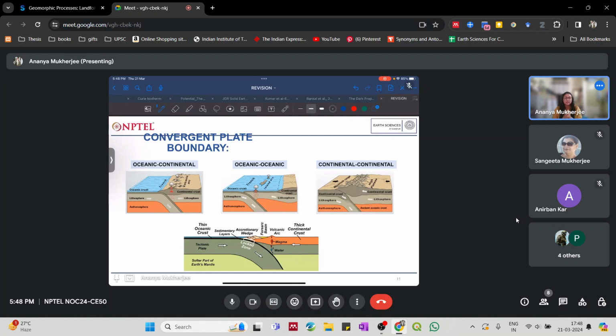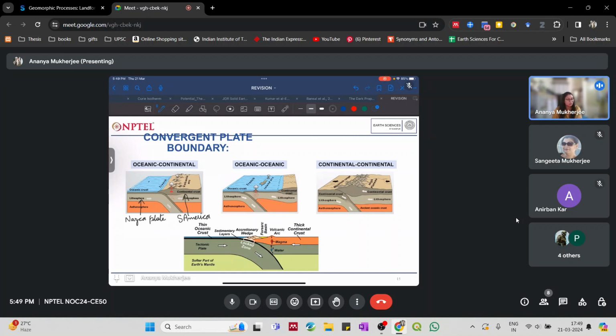that are there. For oceanic and continental, the example can be seen as the subduction of the Nazca plate. The Nazca plate is the oceanic plate. Consider the Nazca plate as the oceanic crust, and South America as the continental crust. The Nazca plate is subducting under South America. This is the South American plate. So this is an example of that.